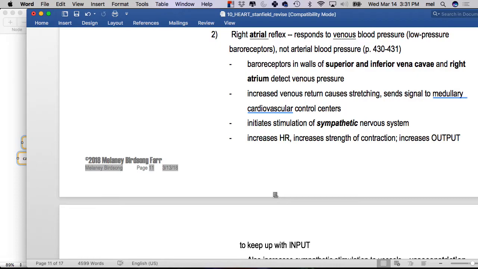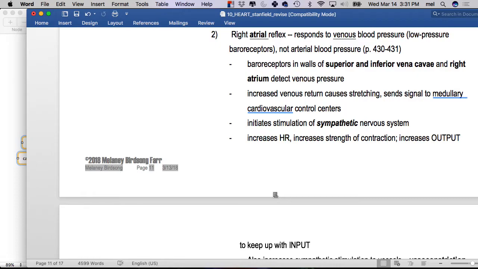So what happens is, with the right atrial baroreceptor reflex, it sends a high pressure input to the medulla oblongata, and the medulla oblongata says, hey, I know what to do, get to work, ventricles. And then the ventricles get to work. Does that make sense? So it activates the sympathetic nervous system, makes it beat harder, stronger strength of contraction, stroke volume, right? And then you get more blood out.